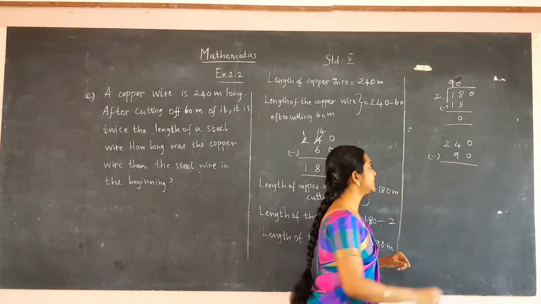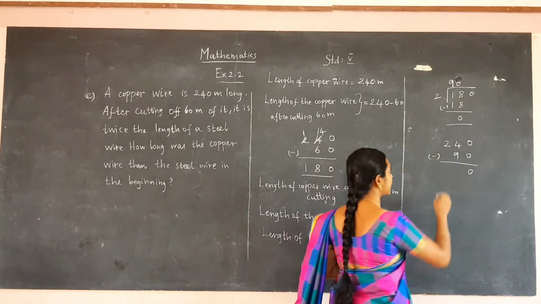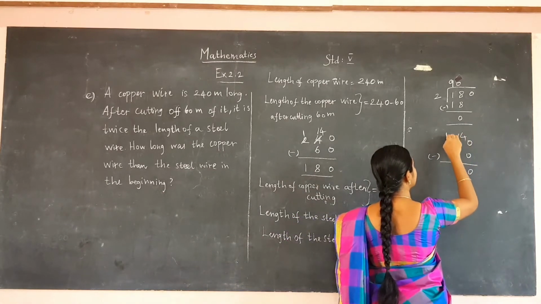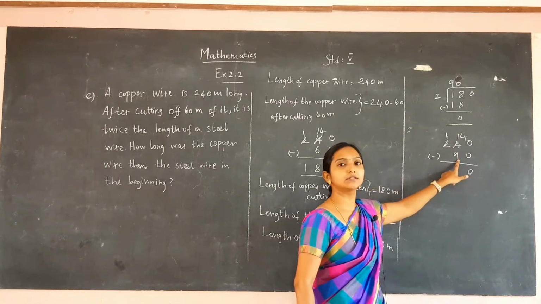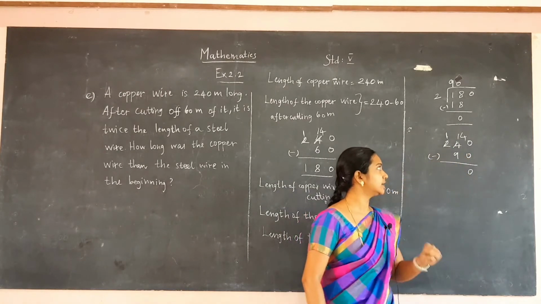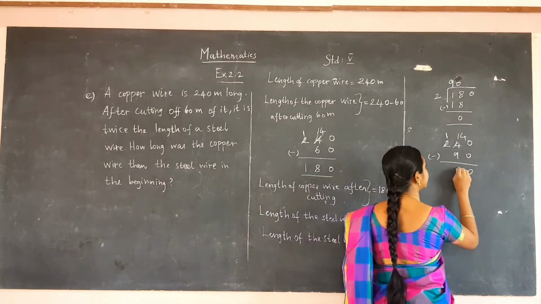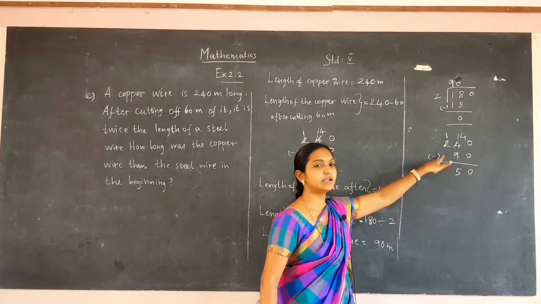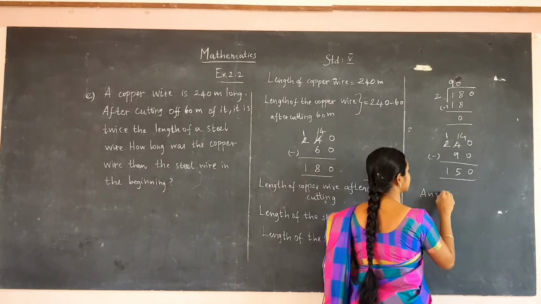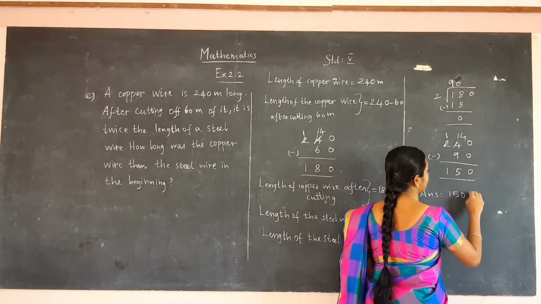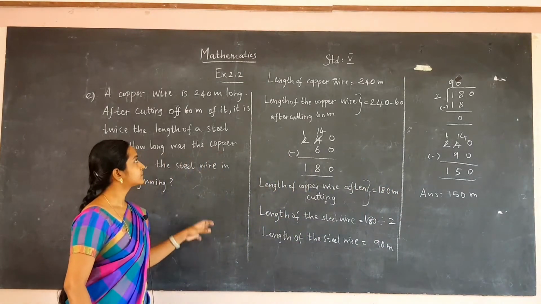Zero minus 0 will be 0. 9 is greater than 4, so we cannot subtract. So borrow 1 from 2. So 2 will be changed as 1 and 4 will be changed as 14. Now start counting from 9 until you reach 14. 10, 11, 12, 13 and 14. So write 5 here. Here we don't have any number, so write 1 as it is. So the answer is 150 meter. I'll explain this again.